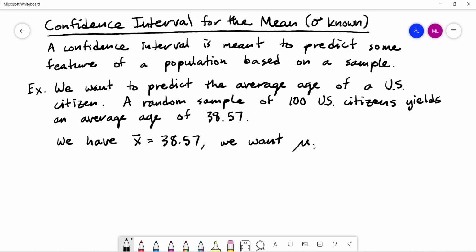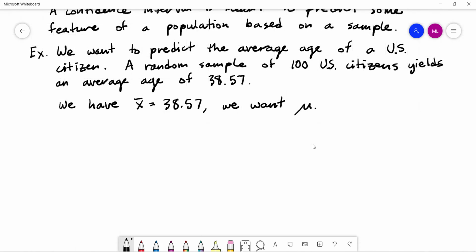So is mu equal to 38.57? Not very likely. In fact, it's very unlikely. And so we say, okay, we found this number. I'm assuming that the true age is probably close to it, but it's definitely not exactly going to be that exact same number. But what if we start adding a little bit of our margin of error to it? So what if we start adding a little buffer to it?